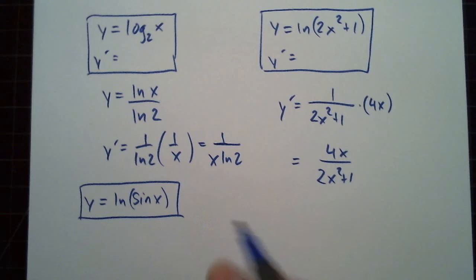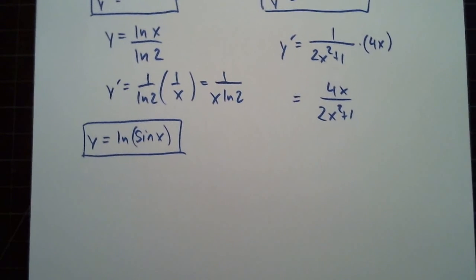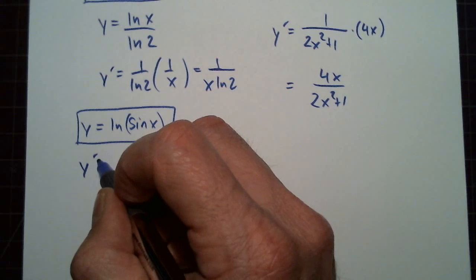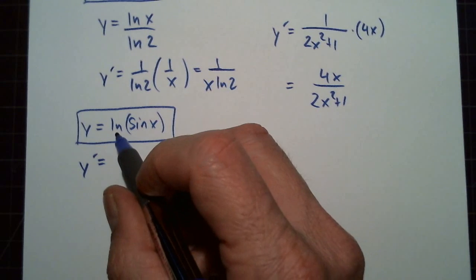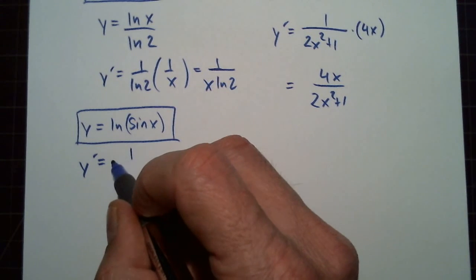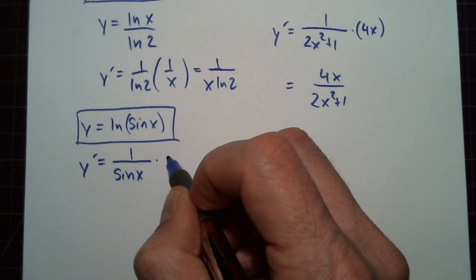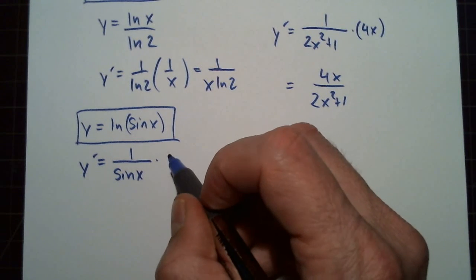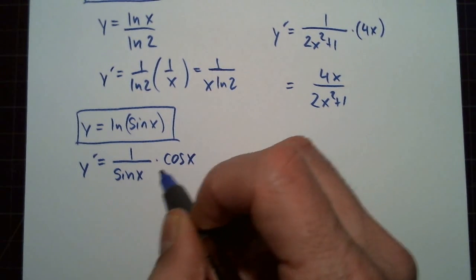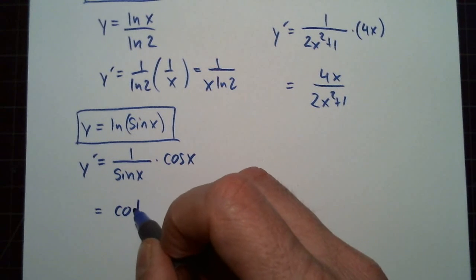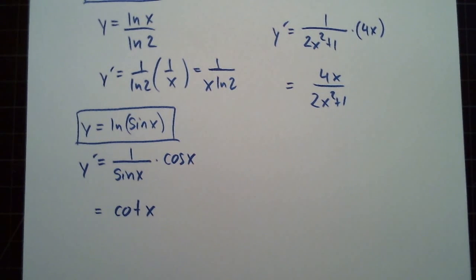Okay, find the derivative of that. Pause the video. We have an outside and an inside. The derivative of natural log, we do 1 over, leaving the inside the same, times the derivative of the inside. So we get cosine over sine, cotangent x.